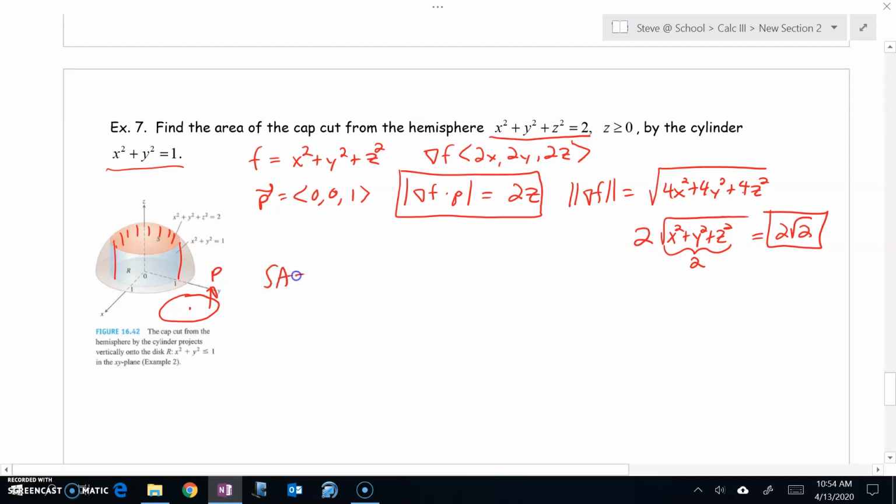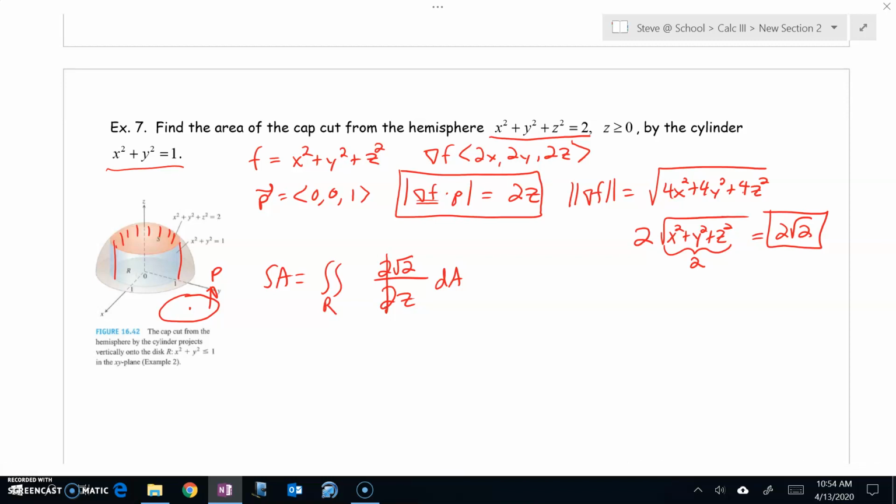So, next we can set up our surface area equation. The surface area is the integral over the region, which is the shadow region. We'll deal with that in a second. It's the magnitude, which is 2 root 2, over the gradient dotted with p, which is 2z, and then it's dA. So the 2's cancel.